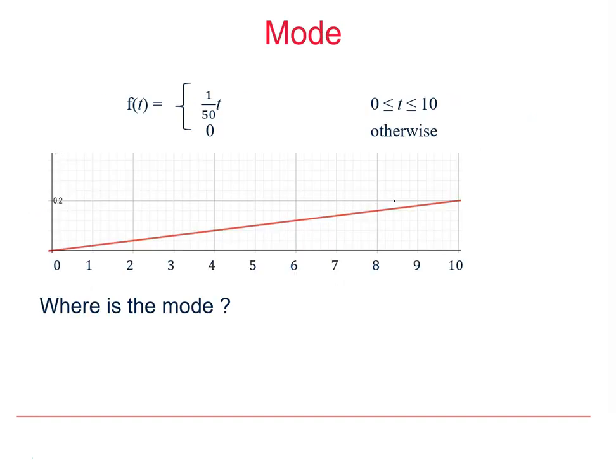And finally, although it's not specifically in the specification, it's worth just noting that the mode, that is the most frequent point, will always be the highest point on the probability density curve, and clearly the highest point is where t is 10, so the mode is t equals 10.